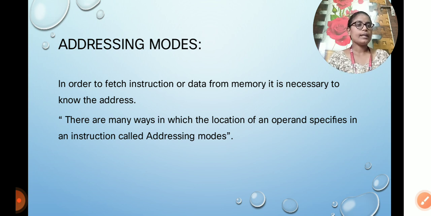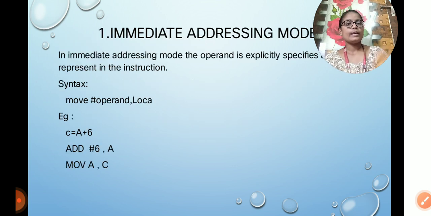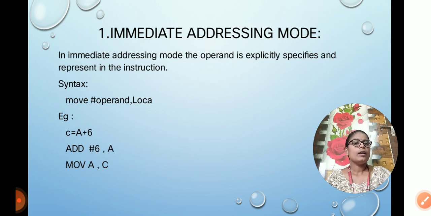In order to fetch data from the memory, it is necessary to know the address where it is stored. We can fetch the data or an operand by using several addressing modes. There are nearly 10 addressing modes. The first addressing mode is the immediate addressing mode. In the immediate addressing mode, the operand is explicitly specified in the instruction.